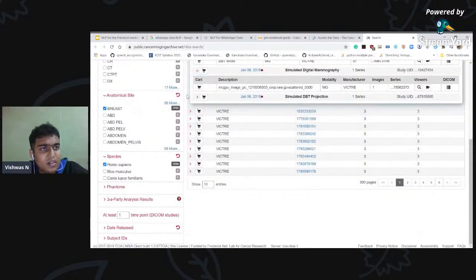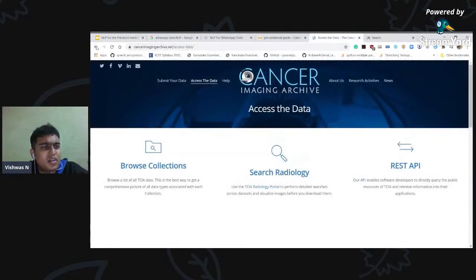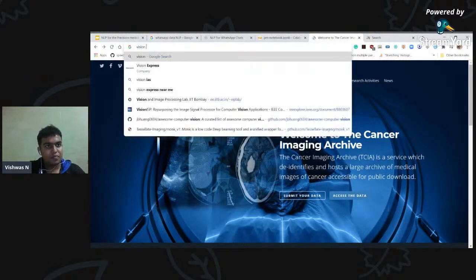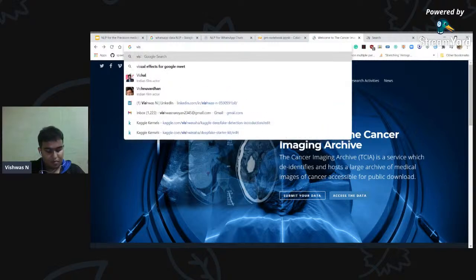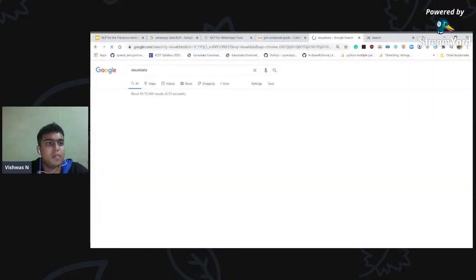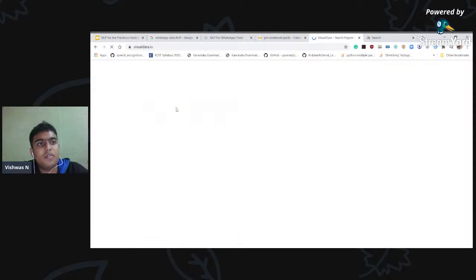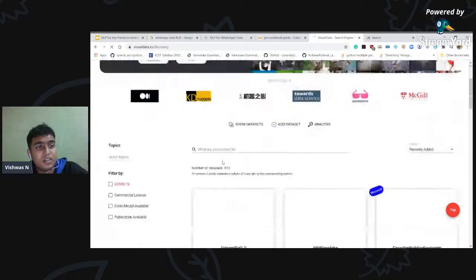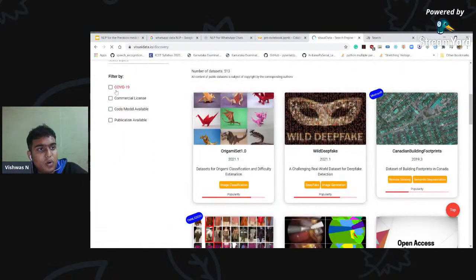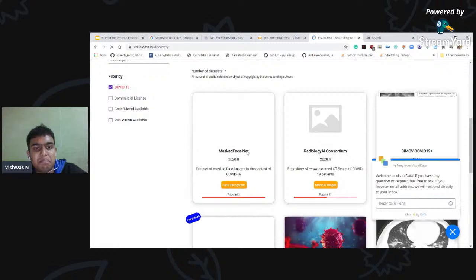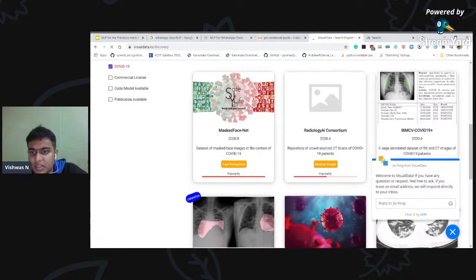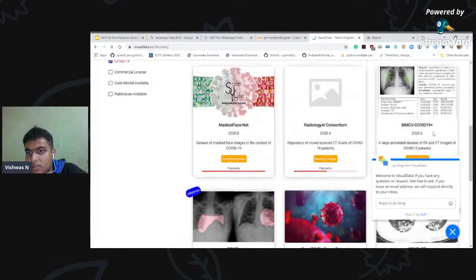But let's go with some other data source, probably vision data. I was searching for computer vision data sets. Probably we will get some very good data sets here. I think COVID-19 is probably the best thing. Yeah, I think I can use the BIMCV COVID data set. I think this would probably work here.